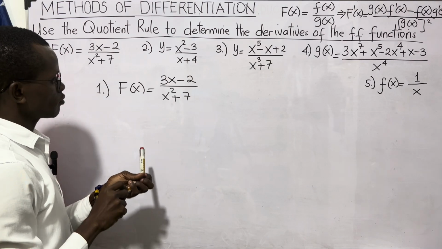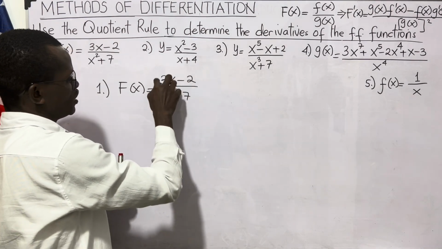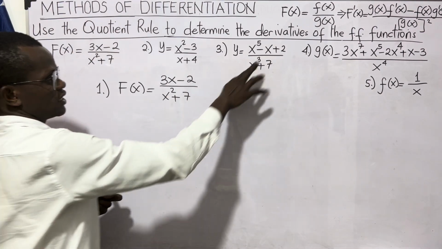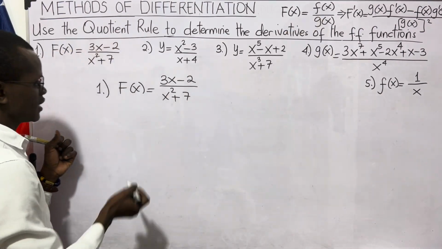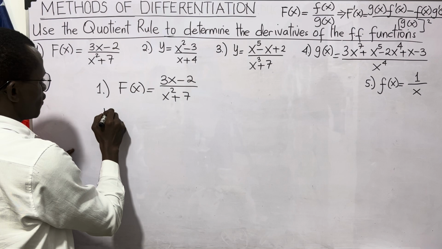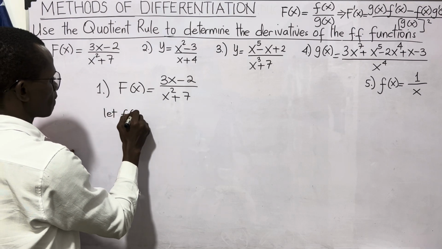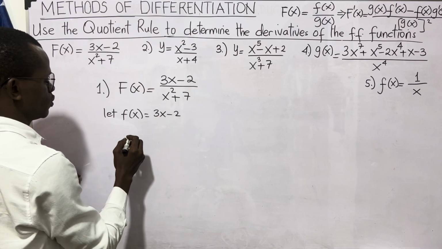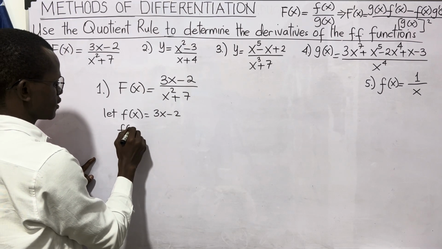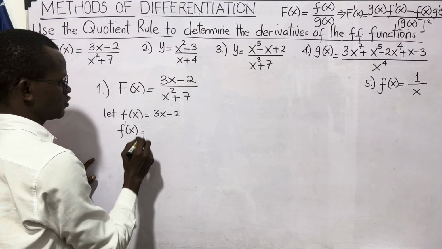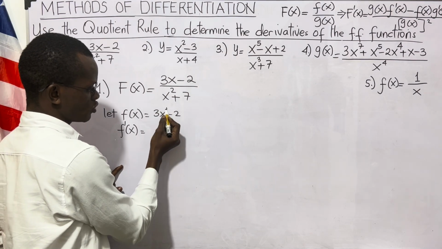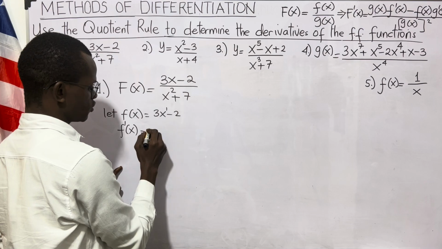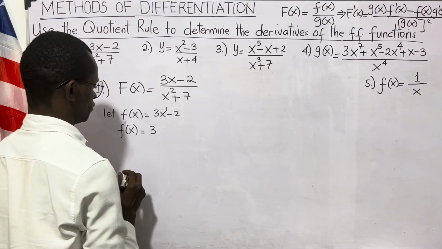So now, in this problem, our numerator is our f of x and our denominator is our g of x. If you like, you can say let f of x equal 3x minus 2. And then you differentiate f of x. f prime gives you, so the power is 1, so it's 1 times 3 is 3. You subtract 1 is 0, so it's just 3, and this goes to 0.